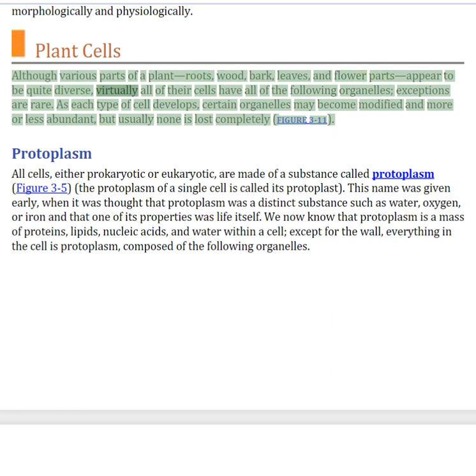Plant cells. Although various parts of a plant, roots, wood, bark, leaves, and flower parts, appear to be quite diverse, virtually all of their cells have all of the following organelles. Exceptions are rare. As each type of cell develops, certain organelles may become modified and more or less abundant, but usually none is lost completely.